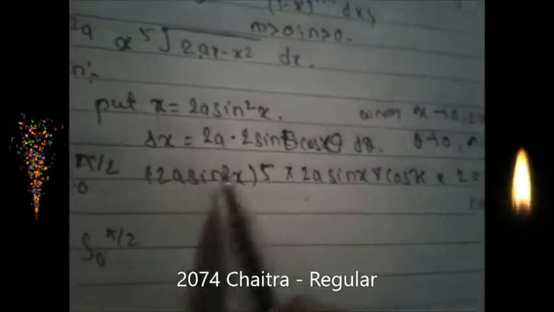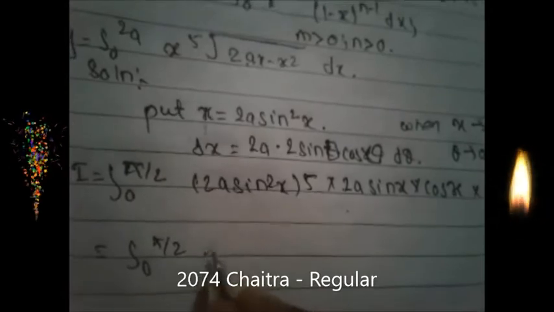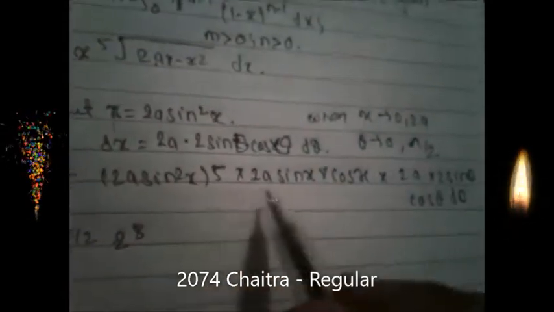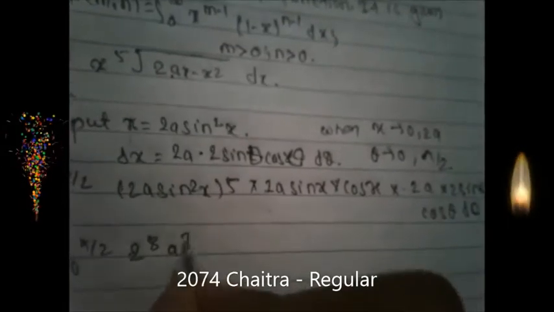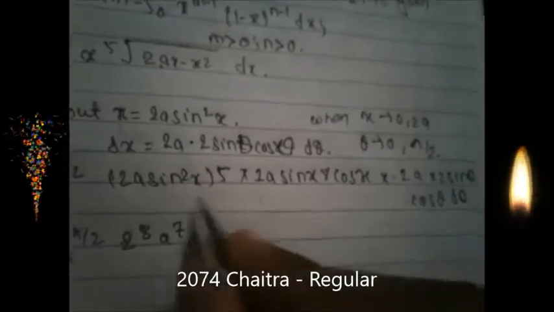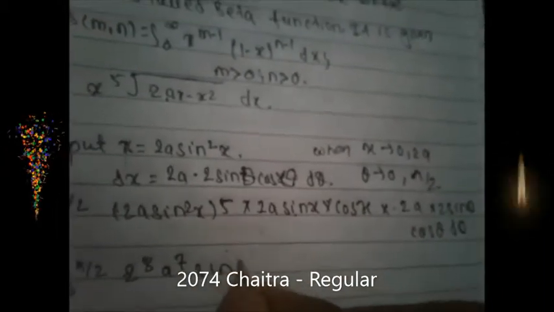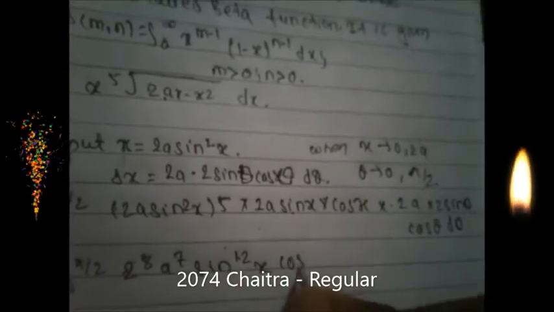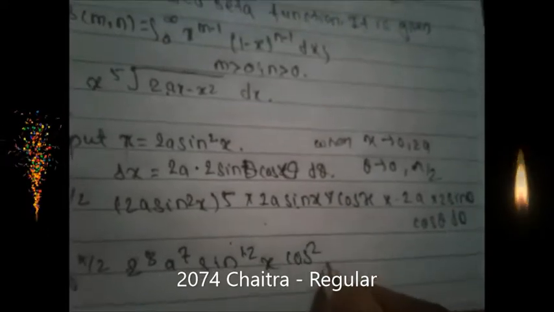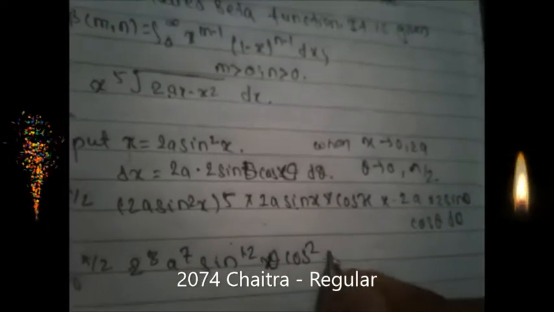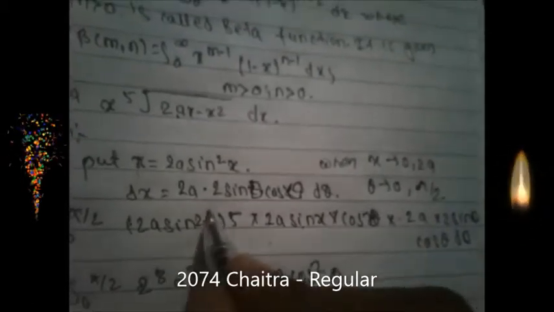How many 2 are there? 5 6 7 8. 2 raised to the power of 8. How many a are there? 5 6 7. A raised to the power of 7. And how many sine are there? 5 to 10 11 12. Sine raised to the power of 12 theta. And how many cos are there? There are 1 2, cos raised to the power of 2. Sorry, this is theta, you maintain theta here also.